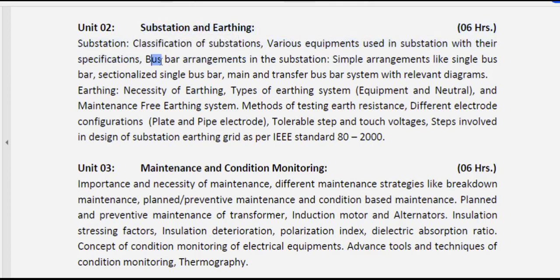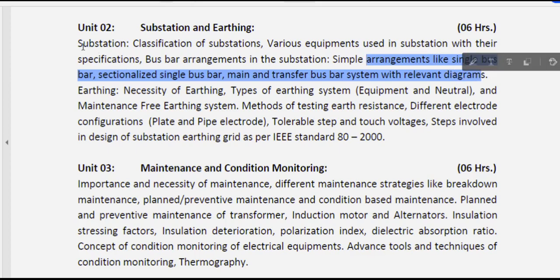We have studied the bus bar arrangement in substation. There are 5 to 6 types of bus bar arrangement, like single bus bar, sectionalized bus bar, main and transfer bus bar, with relevant diagrams. So this part we have discussed.